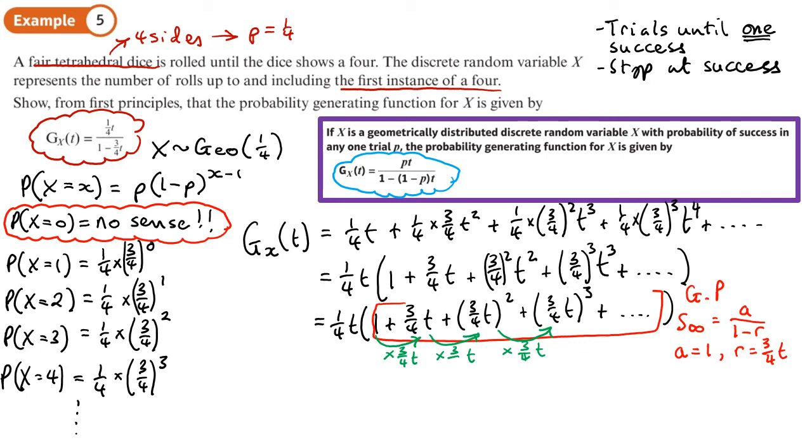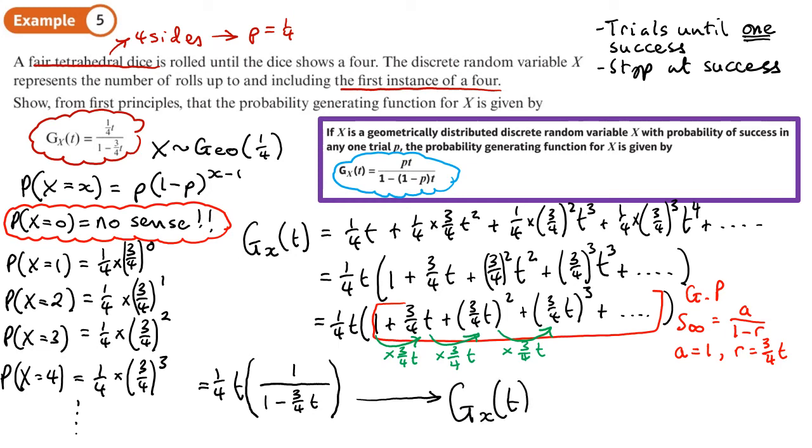Now I don't know what's happened to this 4 in my 3/4. Let's do that again. We can find the sum of that. So let's do this over here. We'll have equal a quarter t, and then times by the sum of that. So the first term is a, which is 1, over 1 minus the common ratio, which is 3/4 t. And by putting the quarter t at the top of that fraction, I've got my probability generating function in the form that I want. So I'll have a quarter t at the top over 1 minus 3/4 t.